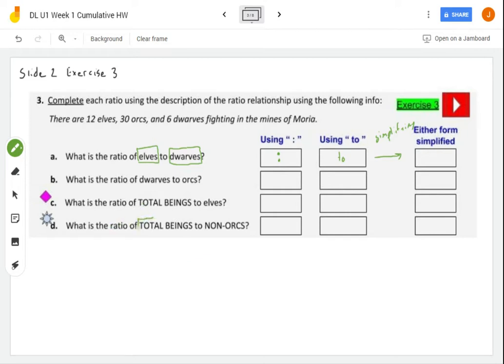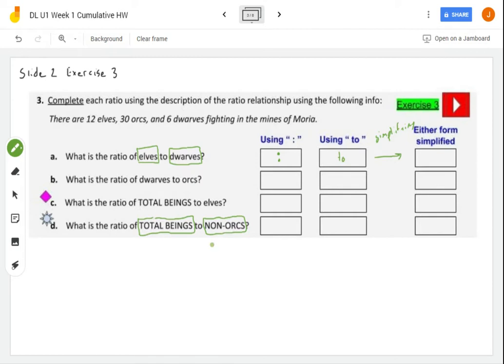We want to find the ratio of the total beings to non-orcs. Now I want you to pause the video for a moment and think about how would you find the total beings in this situation? And what does it mean by non-orcs? What's that make you think of? What numbers do you think are important if we're looking for non-orcs?